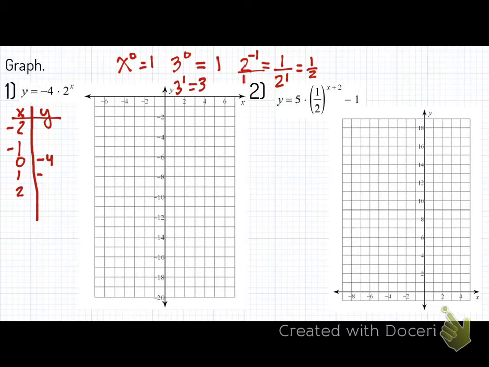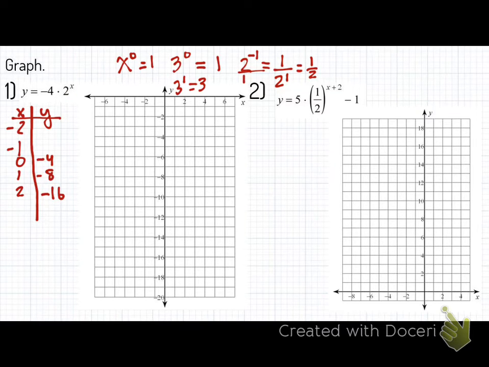Let's put in 1, okay? Putting in 1 here, 2 to the first power is 2. 2 times negative 4 is negative 8. Okay? It's not just 8, it's negative 8. Okay, next one. Let's put in the value of 2 in here. 2 squared is 4. 4 times negative 4 is negative 16.